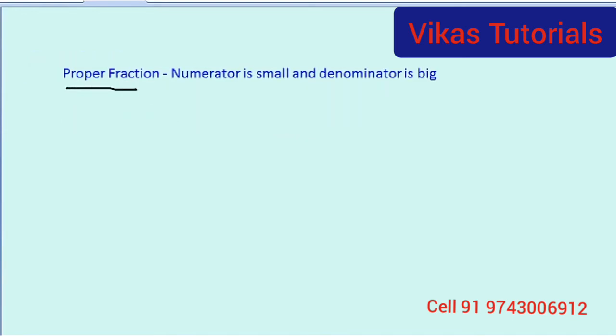First is our proper fraction. What did I say? In a proper fraction, the numerator is small and the denominator is big. Suppose we have a number like 1 by 4. In this number, 1 is the numerator, which is small, and 4 is the denominator, which is big. So this is a proper fraction.